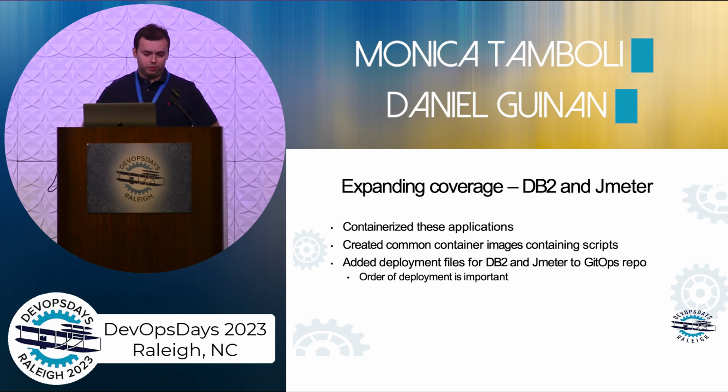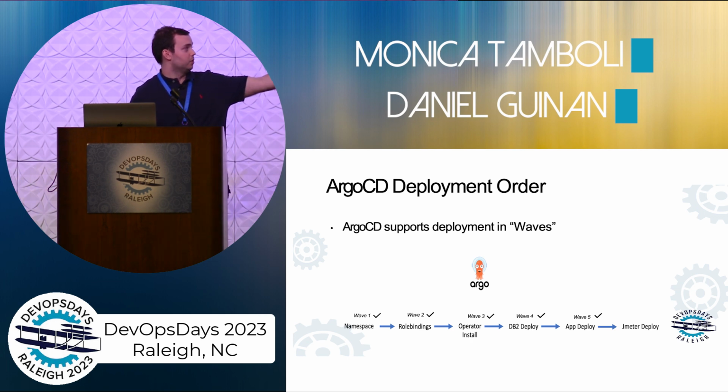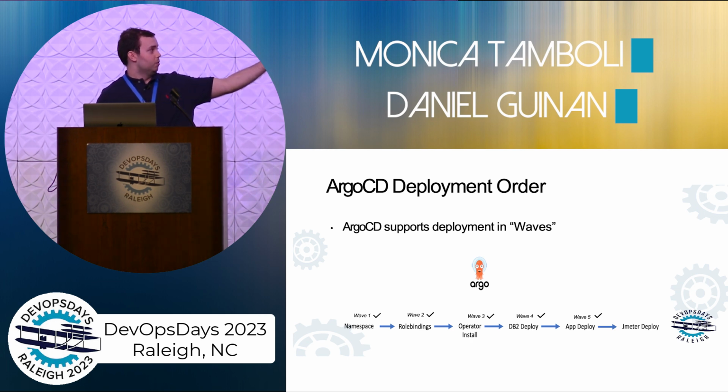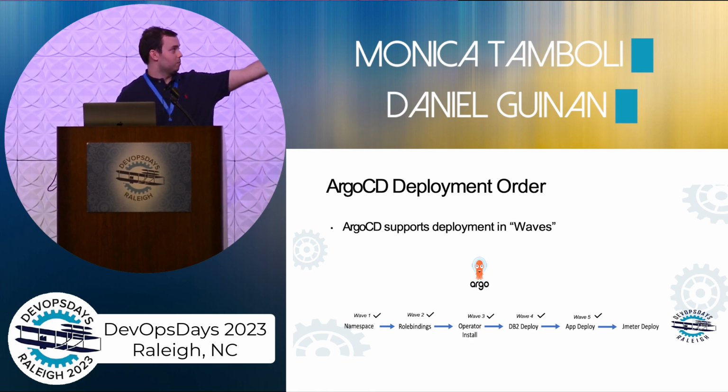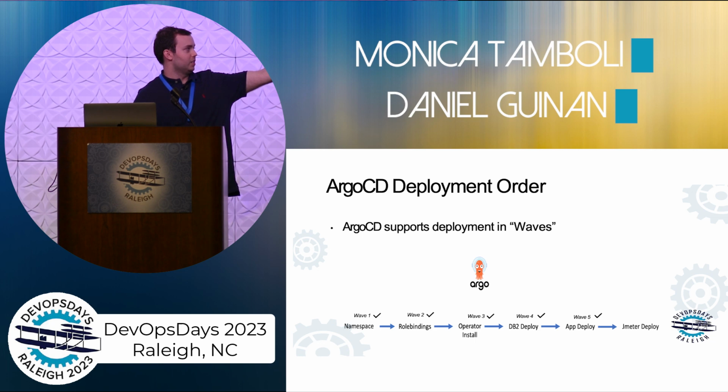And keep in mind for these, the order of deployment is very important. Obviously, you need your database running before you start your app, and you can only run stress after the database and the app are up. Now with Argo, we're able to achieve this order of deployment with their waves feature. In Argo, you add annotations to your resources, which determine the wave. So let's say we have wave 1. Obviously, in Kubernetes, you need a namespace before you do anything. Once you have that and it sees it's ready to go, it goes on to wave 2. So we have that as role bindings. Once those are on the cluster, ready to go, it goes on to the operator install. Once that's ready, on to DB2. Once that's ready, the app. And finally, JMeter.